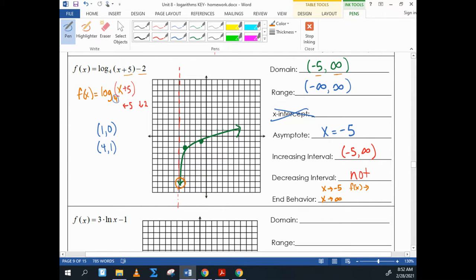But notice how your y values, your f of x values, are going down. So we're going to write a negative infinity there. Over here on the right side, as my x goes to positive infinity, my y values are slowly increasing. They're going up towards infinity right there. All right, that one's all graphed.